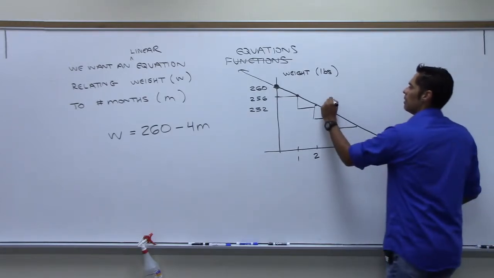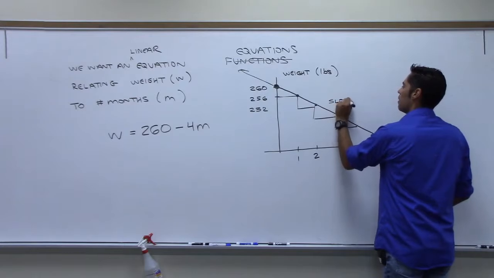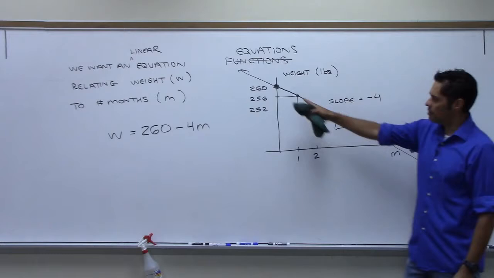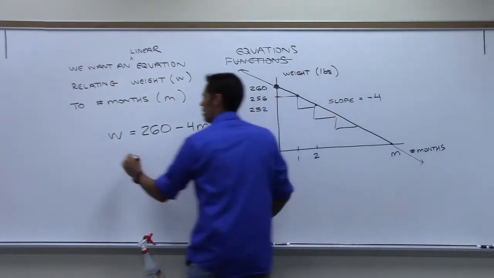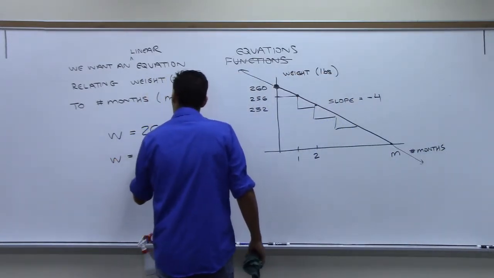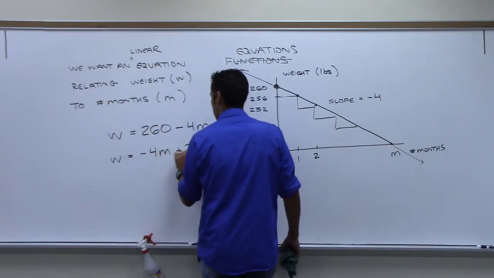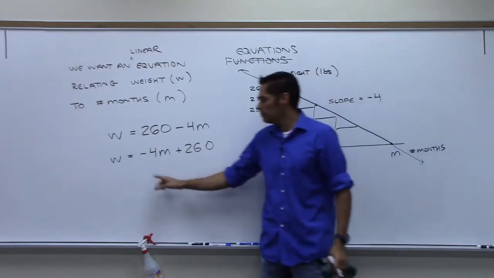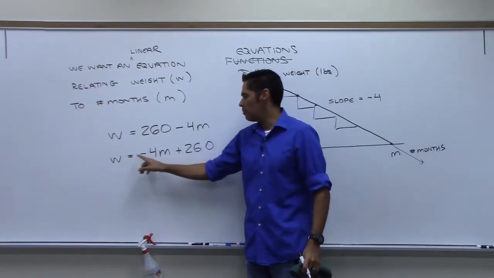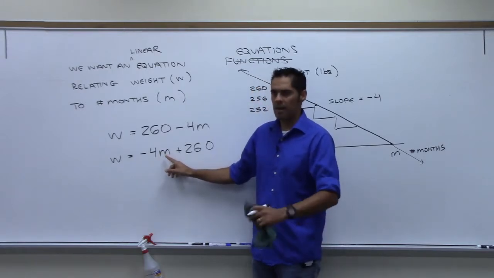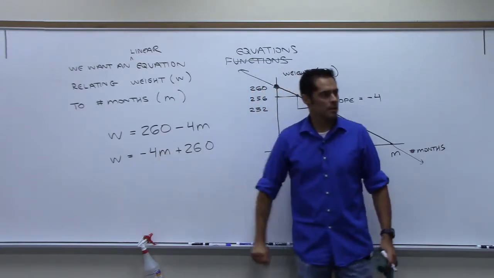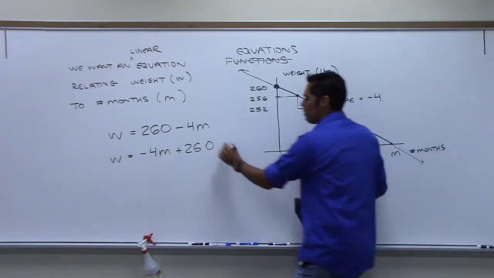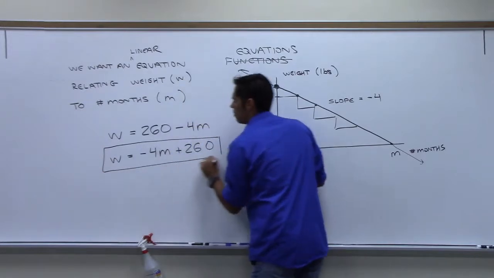So this slope is equal to negative 4. And the y-intercept is 260. So you can write it this way, or you can write it more like we did with y equals mx plus b. That would look more like y equals mx plus b, doesn't it? Y is the W, equals m, negative 4, times x, but x is M, plus 260. Good? No questions? Okay, that's our model. This is our model right here.